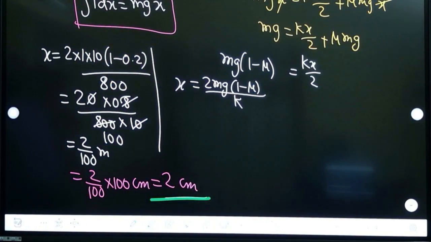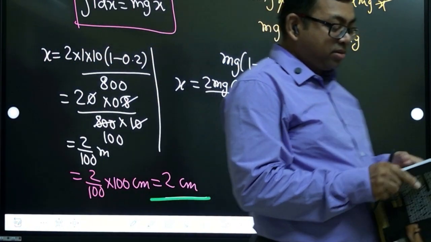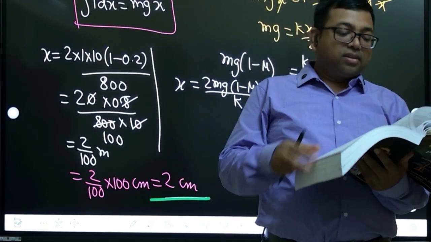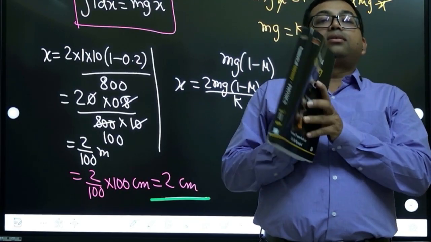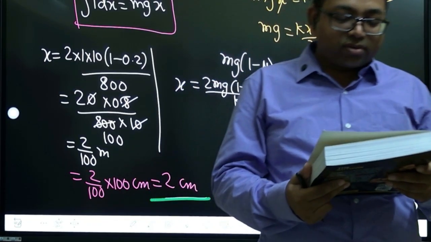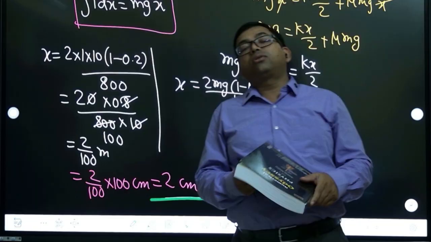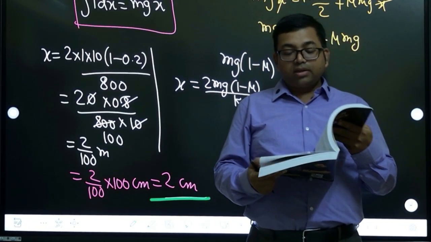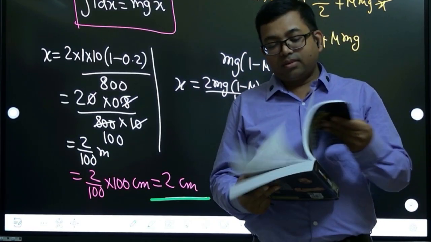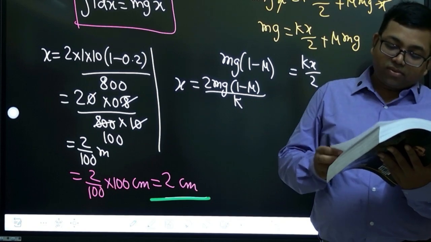So this book which I have right now is an international level JEE Advanced and Olympiad level book. This is Numerical Odyssey by Anurag Mishra. Recently I got a volume of this. Anurag Mishra is a very good author. He was a faculty at Kota for almost 30 years. Now he has retired and he has written these books. There are a lot of good questions here.